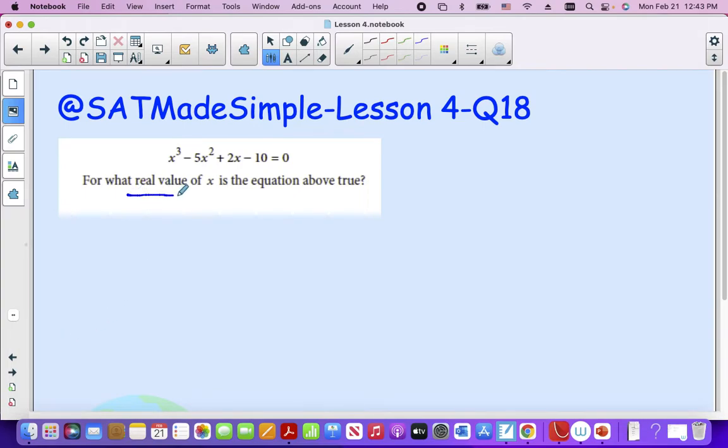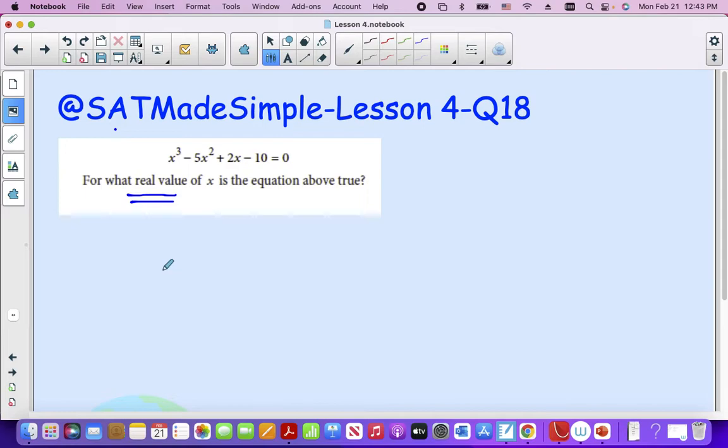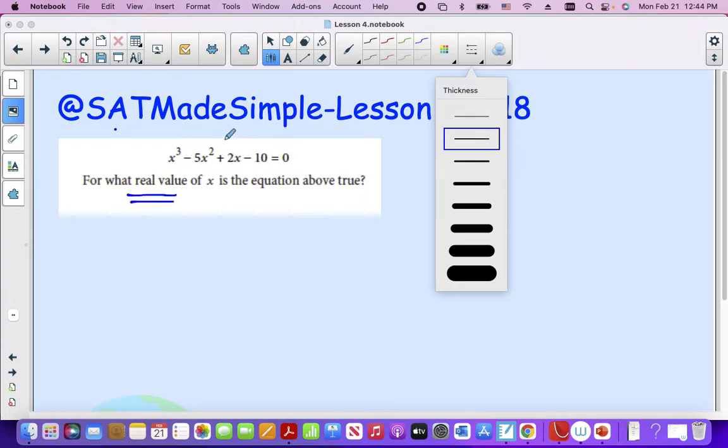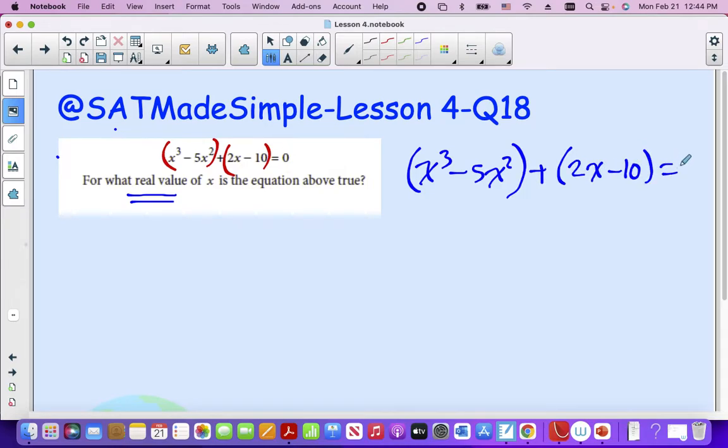We need the real value of x. That means we might have imaginary or complex solutions. So we need to factorize this cubic function. By inspecting the equation, I can factorize by grouping. So if I were to group this term and this term together, then I can write it as follows: x cubed minus 5x squared in a bracket, plus 2x minus 10 in a bracket.